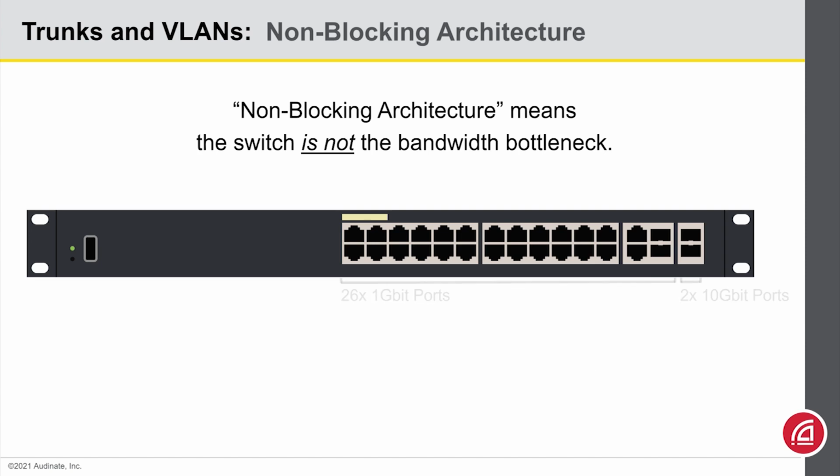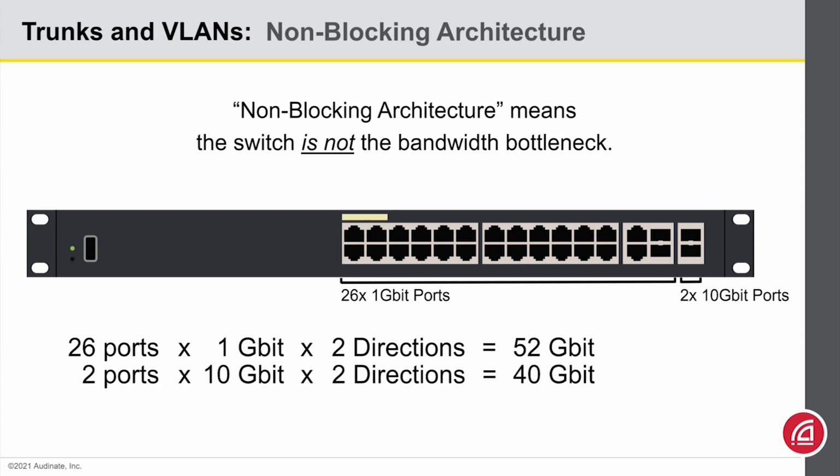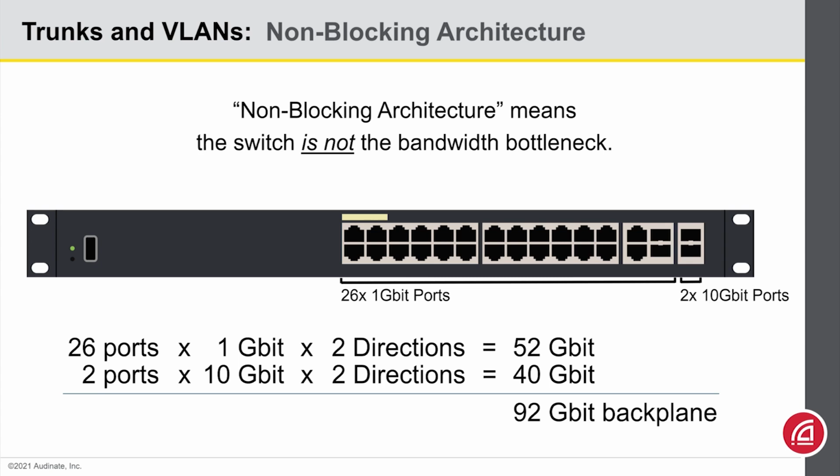Now you may also encounter switches that have 1 gigabit ports for the network devices and a few 10 gigabit ports for links to other switches. To determine if this is a non-blocking switch, you could take your 26 1 gig ports times 2 directions, that gives us 52 gigabits of traffic, plus the 2 ports at 10 gigabits times 2 directions. Those 2 ports alone would require 40 gigabits of switching capacity. Add it together, if the switch can move 92 gigabits per second, then the switch is non-blocking.